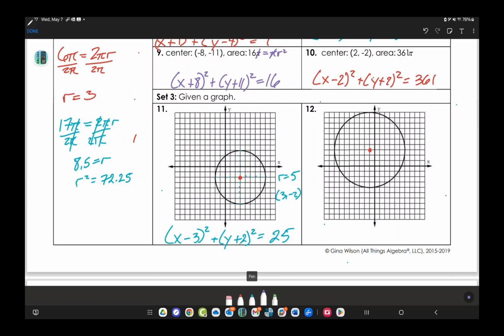And for number 12, just check, make sure that's the center. We go 1, 2, 3, 4, 5, 6, 7. 1, 2, 3, 4, 5, 6, 7. 1, 2, 3, 4, 5, 6, 7. Yeah. 4, 5, 6, 7.